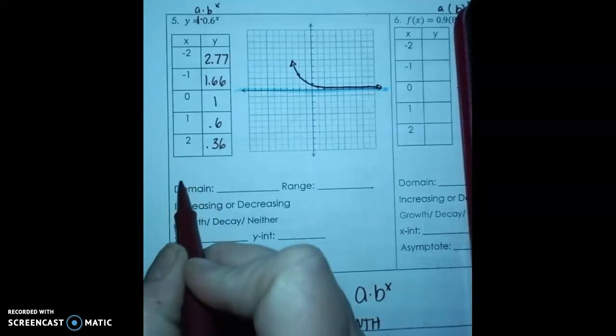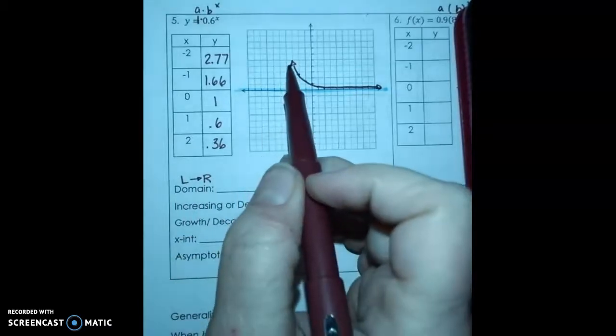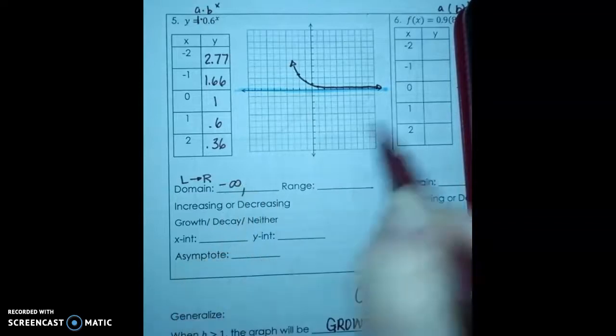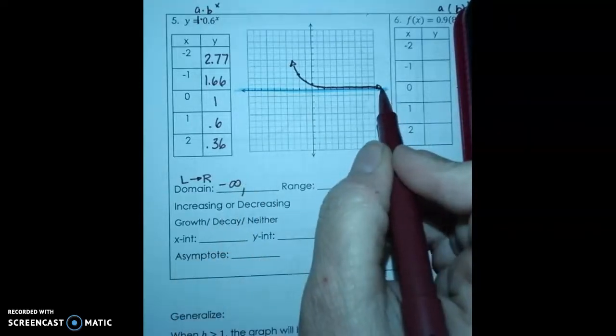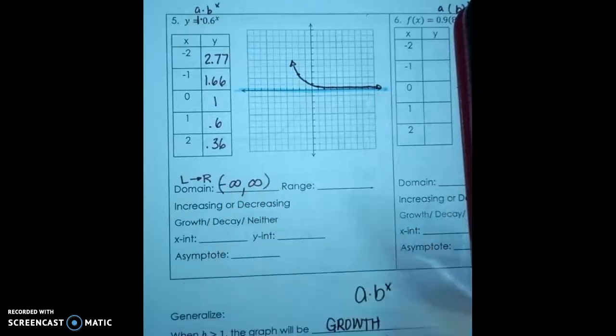So domain, remember, is your left to the right. On the left, it's never stopping going left. X's are negative infinity on the left. On the right, it's never going to stop going right, and x's are positive infinity on the right. And we use parentheses because they're not equal to.